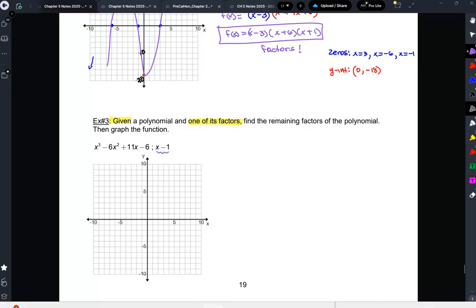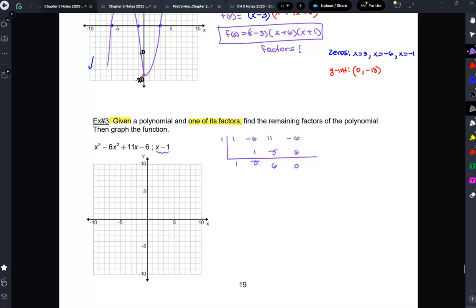So here, this is the factor. X minus 1 equals 0. I get x equals 1 to put outside. So now here I got 1, negative 6, 11, negative 6. Right? So here we go. 1, 1, negative 5, negative 5, 6, 6, 0.